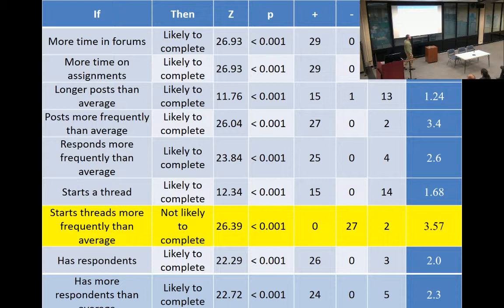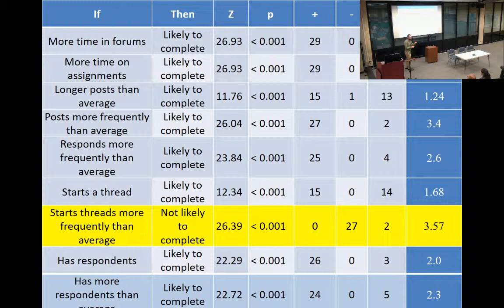So for example, if people spend more time on the forums, they're more likely to complete. 29 out of 29. That's one of those things where you go, OK, I guess this really is a thing. It turns out, by the way, that this is a little more interesting than you might think. I'll talk about it a little later. In some cases, more time on the forums does not correlate with other life outcomes. So it correlates with completion, but not all the time with other life outcomes.